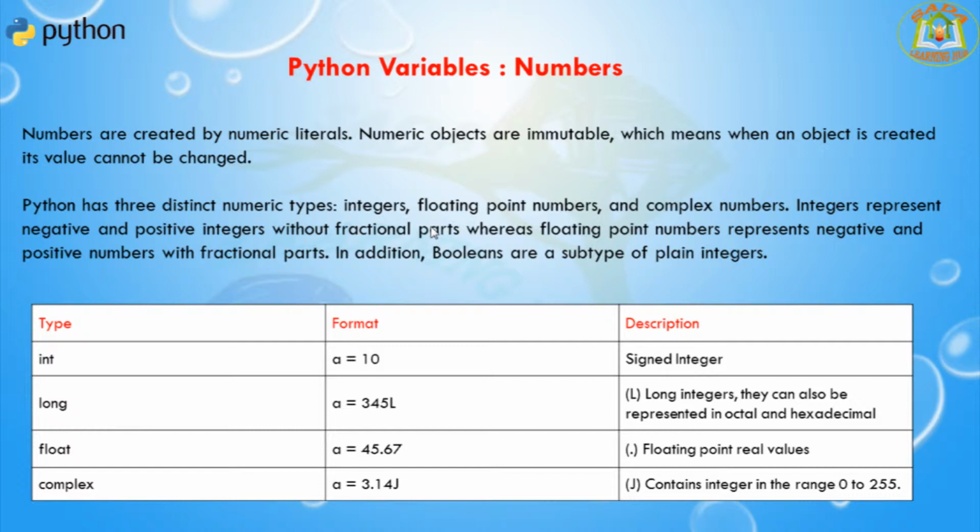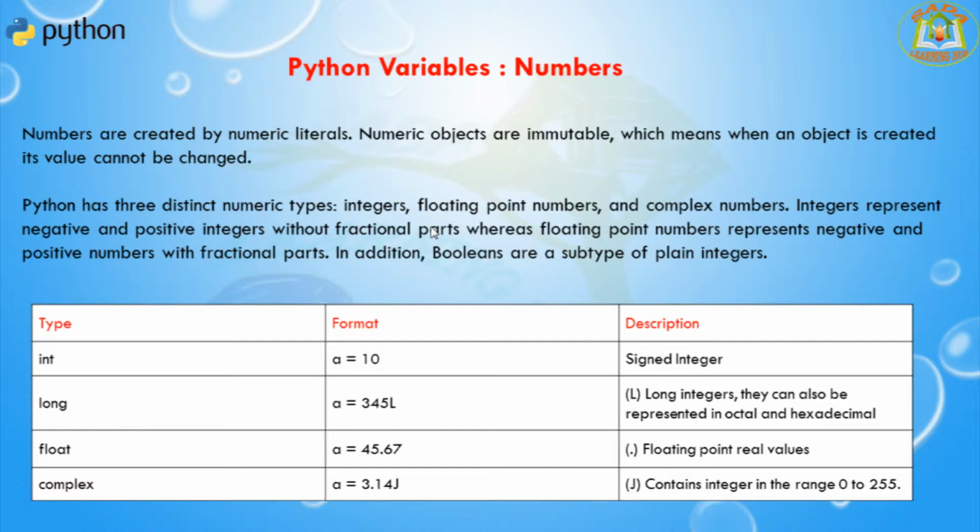Numbers are created by numeric literals. If you saw the previous videos, I discussed literals and the different literals that are available. In the same way, numbers are created by numeric literals. There are four different types of literals available: integer, long, float, and complex.